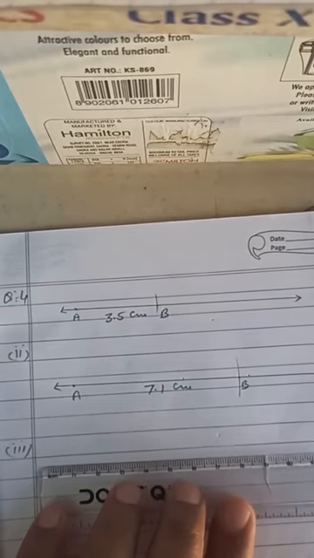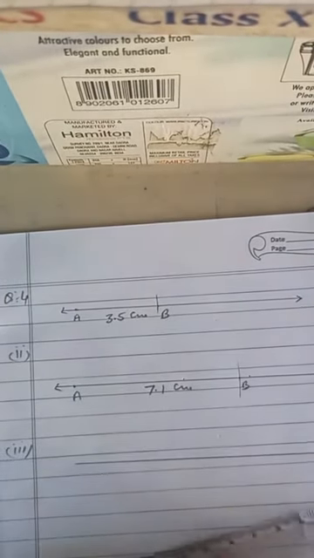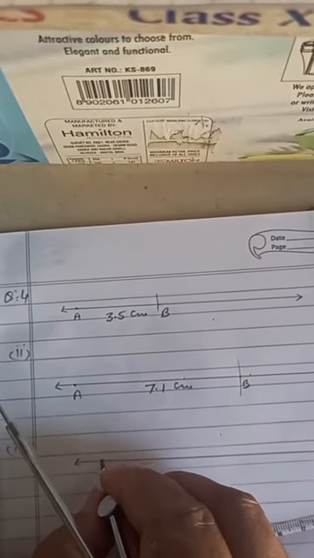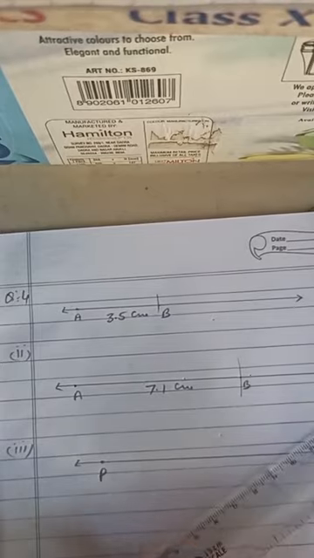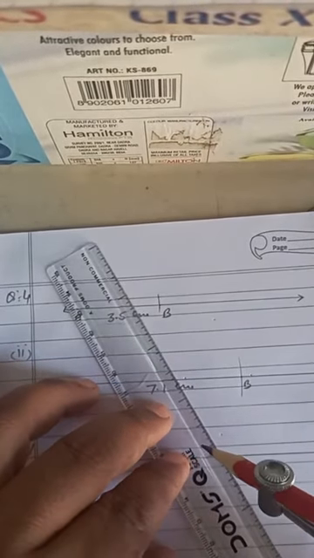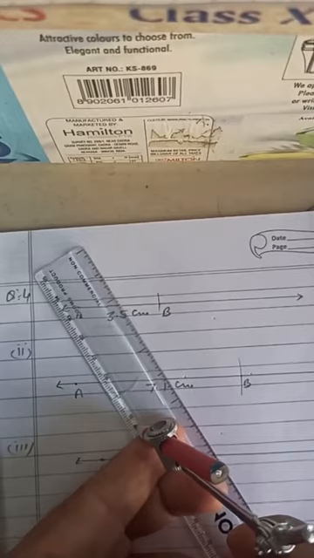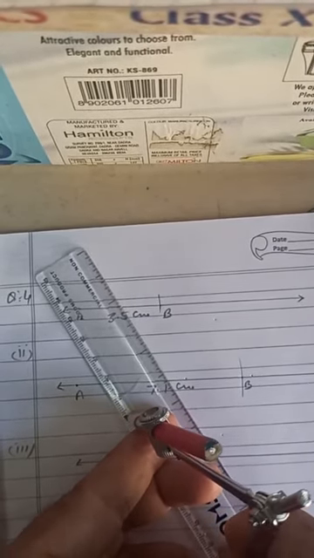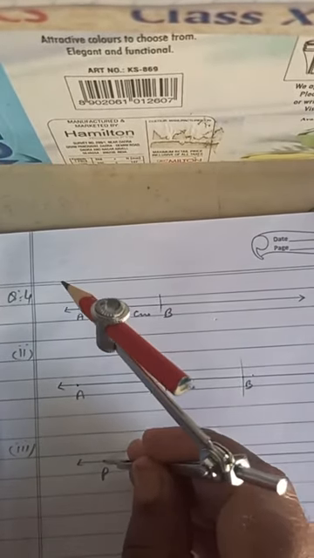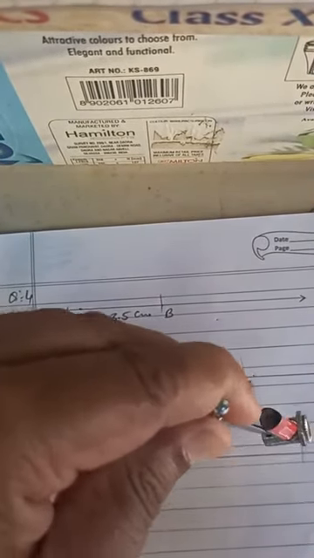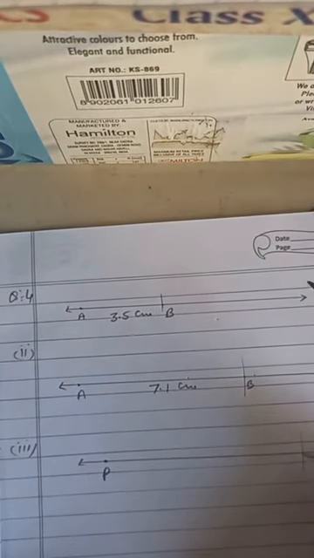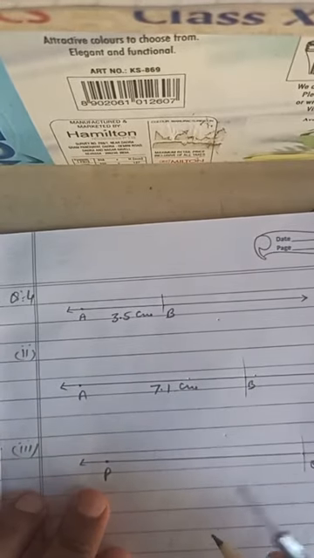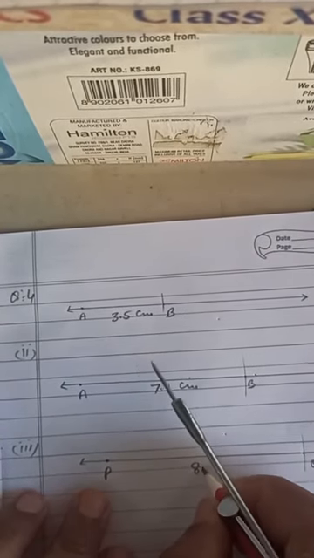Now draw a long line and let this point be P. Open your compass 8.3 centimeter. Keep the tip of your compass at the starting point till here is 8. Count small 3 divisions after 8. Now keep the tip of your compass at this point and mark an arc. Let this point be Q, and this PQ is of length 8.3 centimeter.